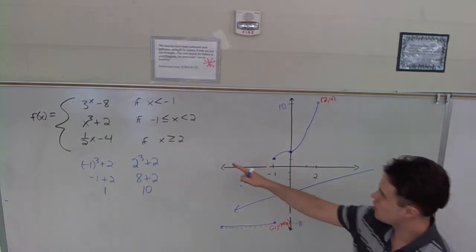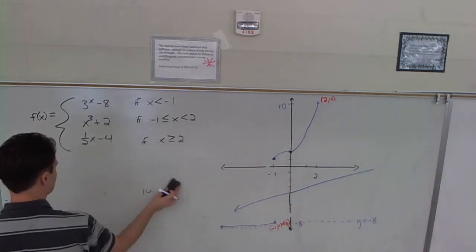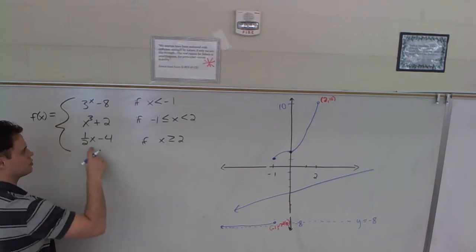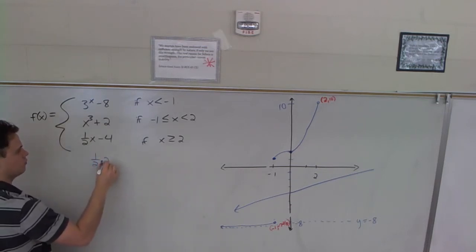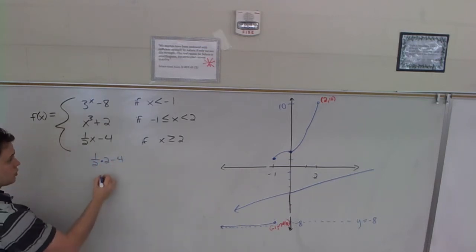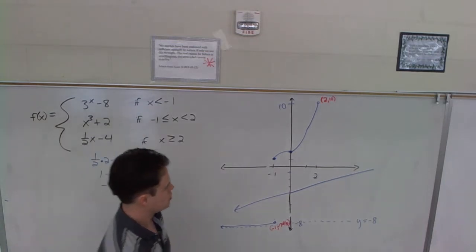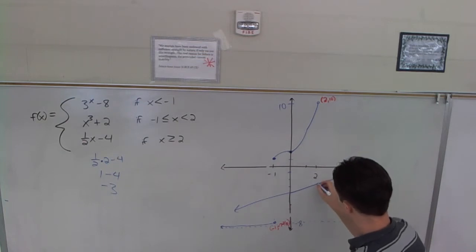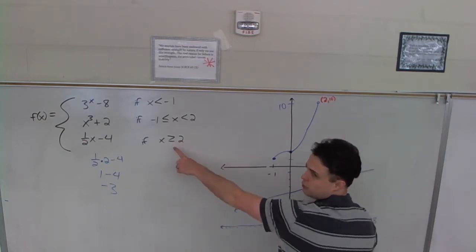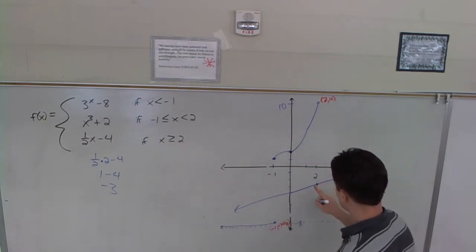Okay, my edge that I want on this guy, though. So I'm going to plug in 2. So I get 1 minus 4, so negative 3. So at 2, I should really be at negative 3, and it should be filled in. So right there. And what do you guys think?